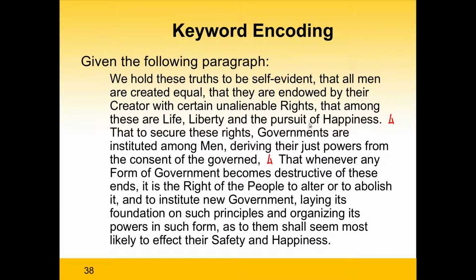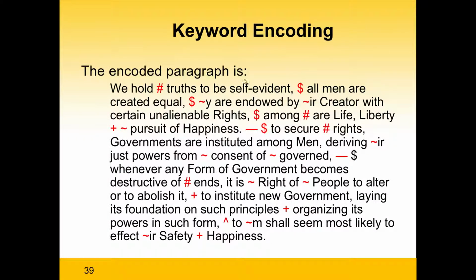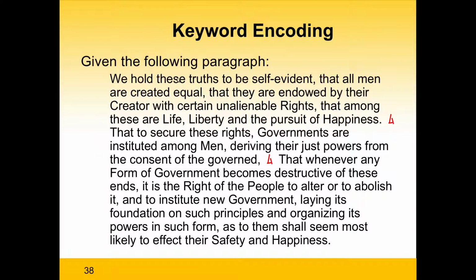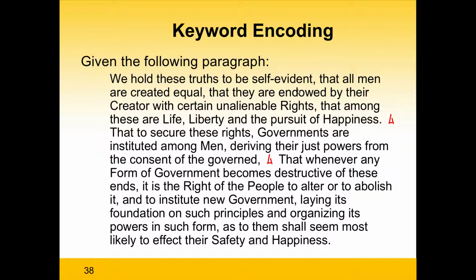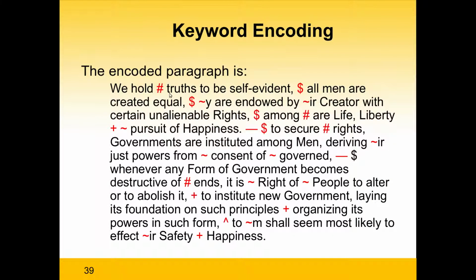So given this paragraph, for instance, "We hold these truths to be self-evident that all men are created equal," and all that stuff. And then the encoded paragraph will look something like this. We hold pound, and pound, remember, is the equivalent of "these truths to be self-evident," and then $ is "that all men are created equal," etc.